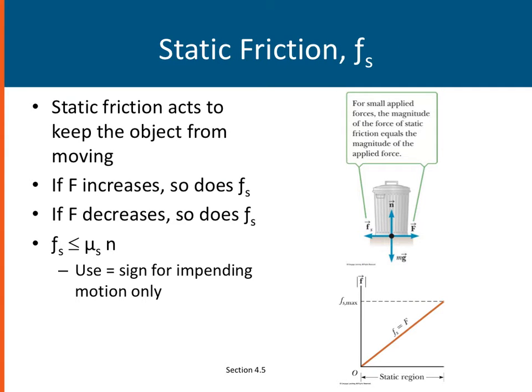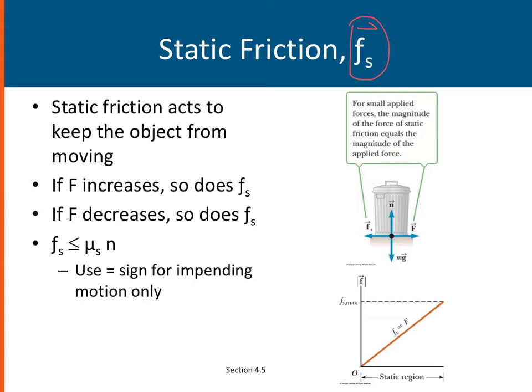Let's start off by talking about static friction. First off, when we deal with friction, we usually use a lowercase f to signify friction. And keep in mind, it is a force and it is a vector. If we want static friction, then we're going to have a subscript of s. And what is static friction? Well, static friction acts to keep an object from moving. So it wants to hold the object in place where it is sitting at rest.